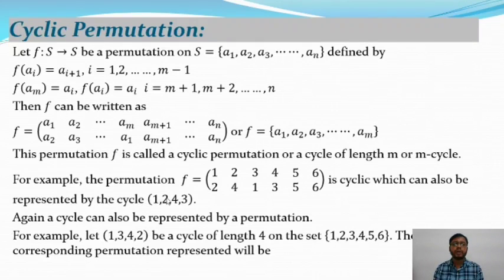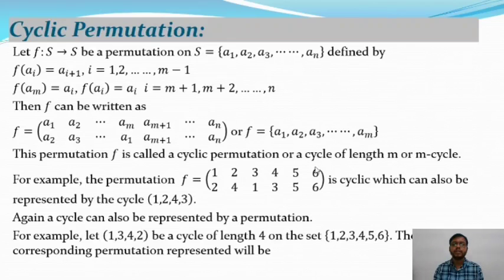So for example, the permutation F has 6 elements, where 1 goes to 2, 2 goes to 4, 3 goes to 1, 4 goes to 3, 5 goes to 5, and 6 goes to 6.